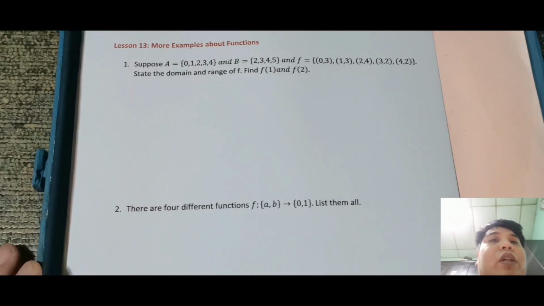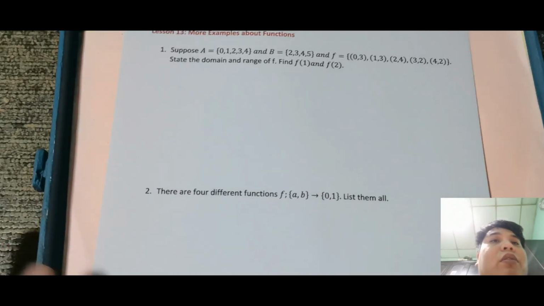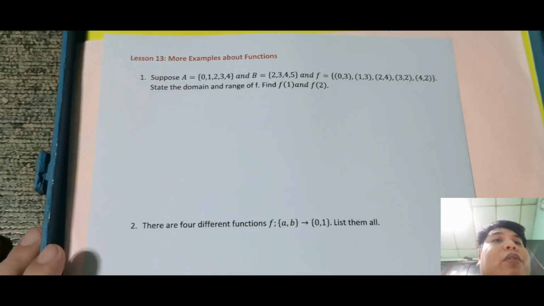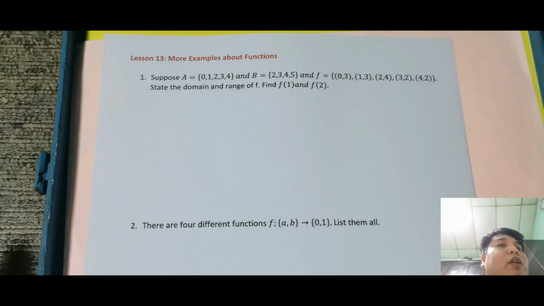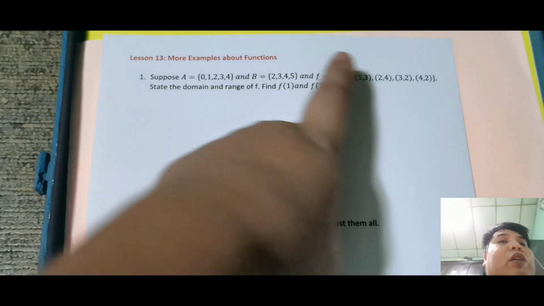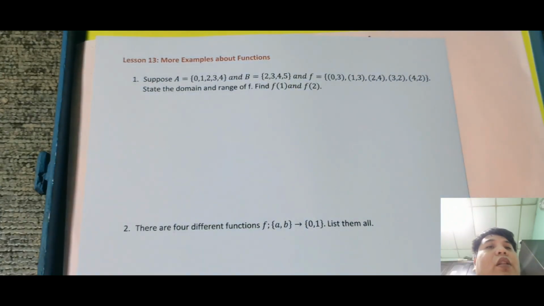Okay, suppose A, number 1. Suppose A be a set containing 0, 1, 2, 3, 4, and B the set containing 2, 3, 4, 5, and let F be a relation containing (0, 3), (1, 3), (2, 4), (3, 2), and (4, 2). So sabi, state the domain and range of F, then find F of 1 and F of 2.